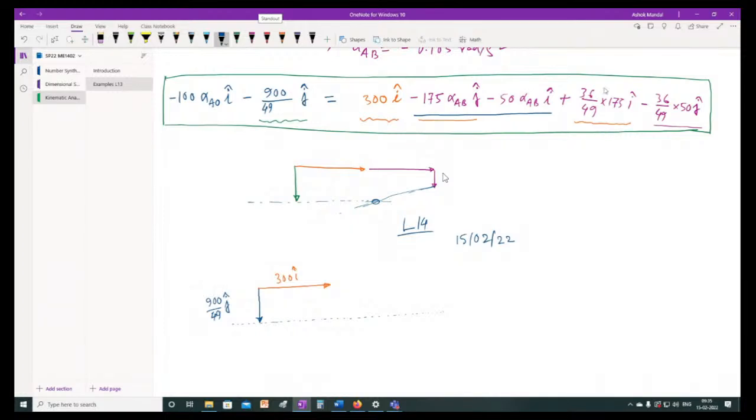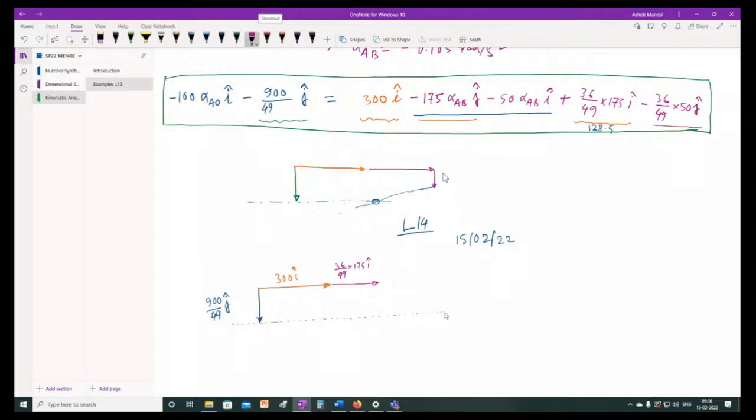What is this value? Can you calculate and tell me? Sir, 128.5. This is 128.5, and this goes in the I direction, right? So you take from here, this is in the I direction, 128.5. Let me write that 49 into 175, and this is in the I direction. That component we have drawn now.